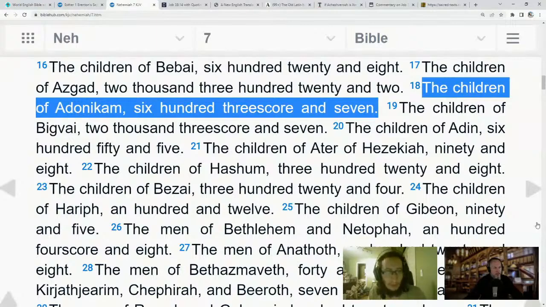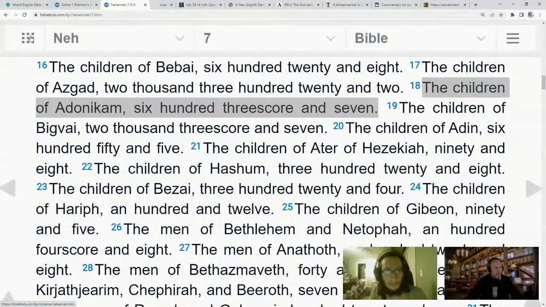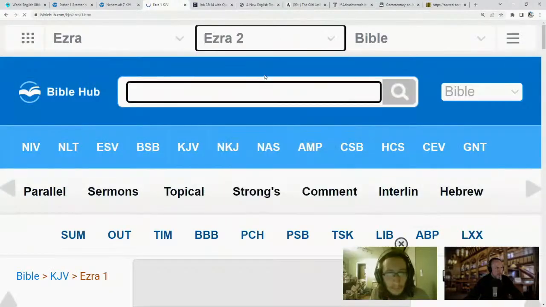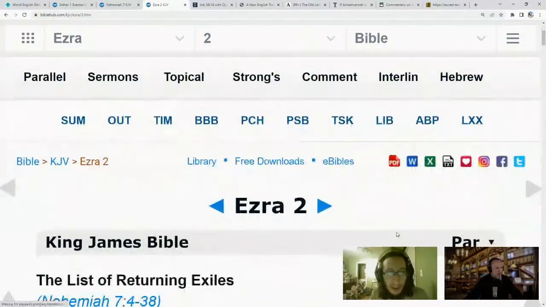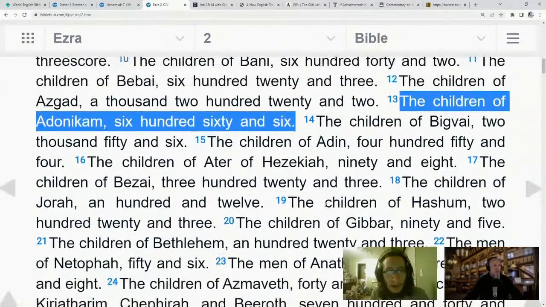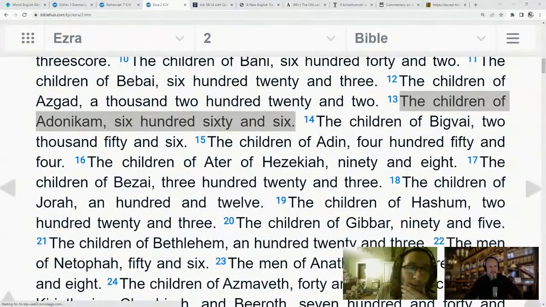It's going to go to Ezra chapter 2. Okay. Now Ezra chapter 2, verse 13. Adonikam 666. Now, as we know, 666 is the number of the devil, and so clearly, these people were of Satan, unless, according to Nehemiah, they were not. So the Jews must have known. The Jews probably wanted to conceal the identity of the Antichrist, so they changed it to 667. No, that's not the case. I'm just joking.